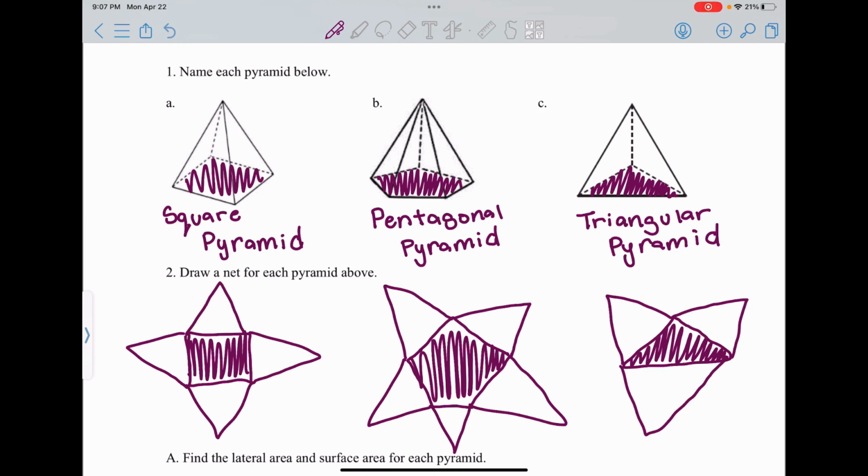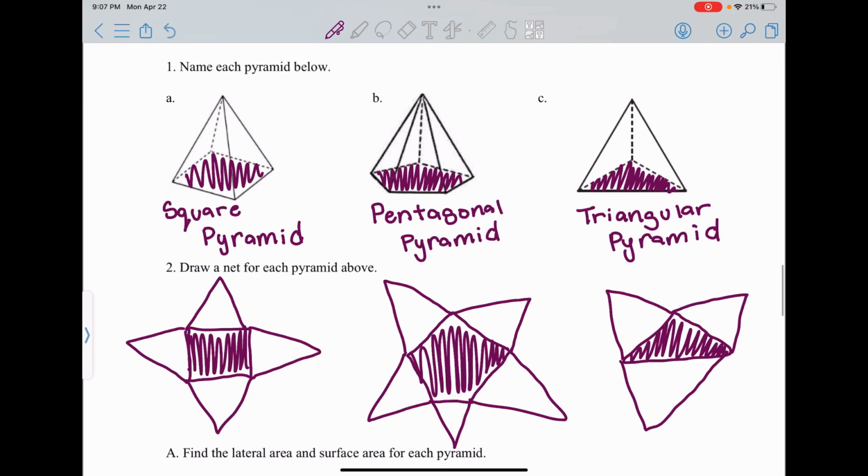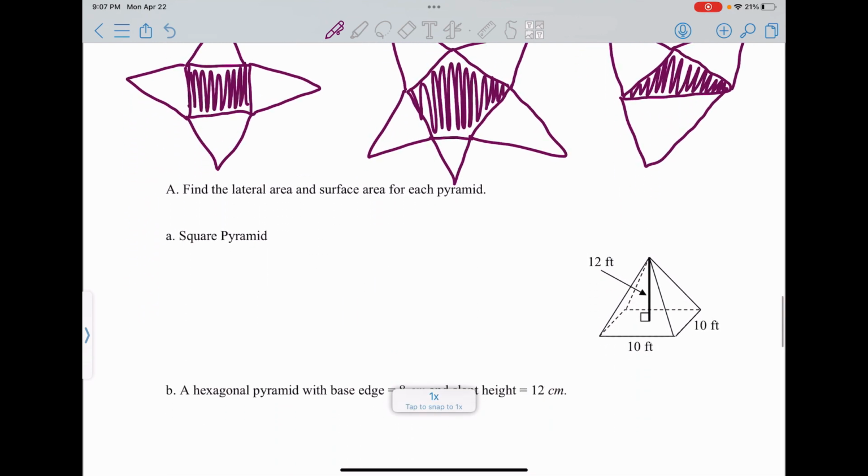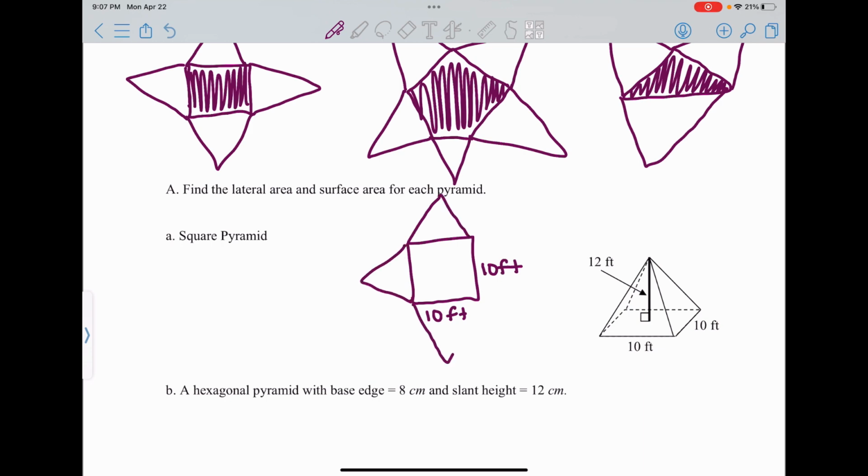Let's try a problem now finding the lateral area and surface area for a pyramid. I'm going to start by drawing the net of this square pyramid. So I have my square in the middle. That is 10 feet by 10 feet. And then I have a triangle for each base edge. And because this is a square, all of these triangles will be congruent. So when I find the lateral area, I'm going to find the area of all my triangles. And for surface area, it will be everything.